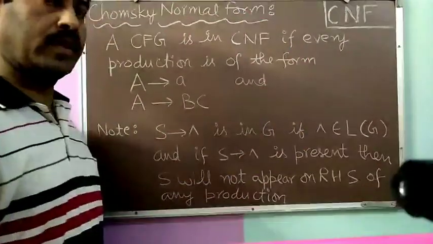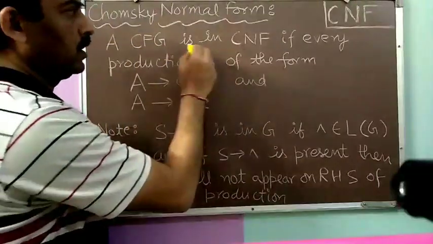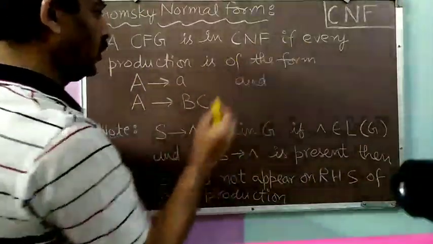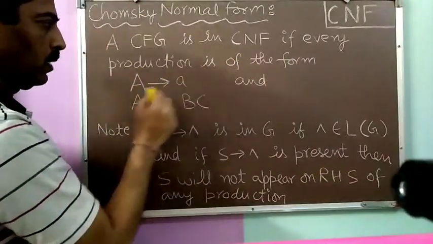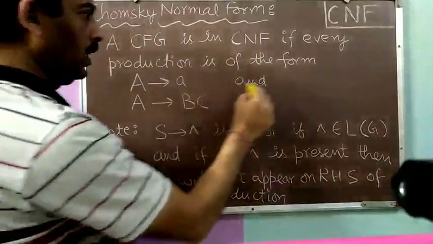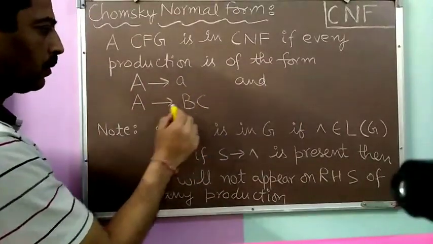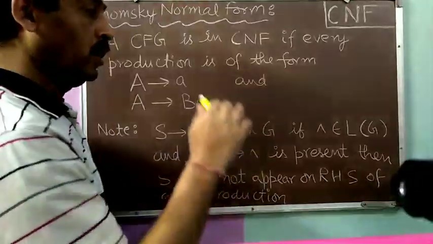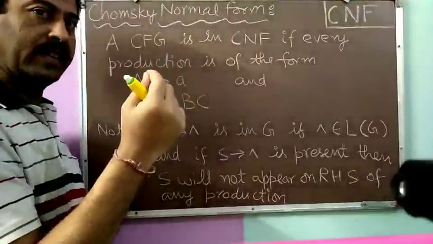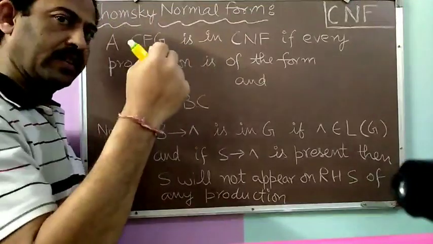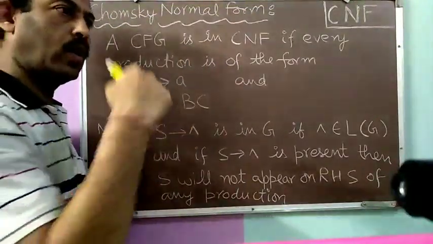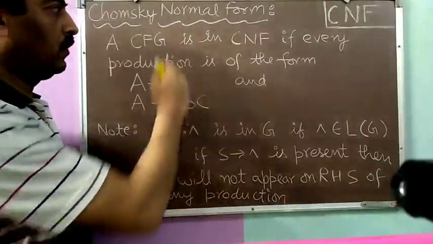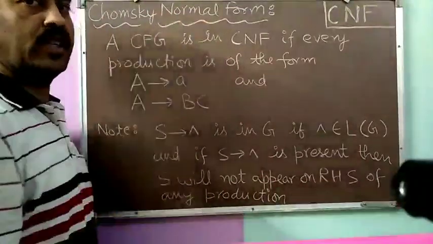Now let us come to the Chomsky normal form. A CFG is in CNF, that is in Chomsky normal form, if every production is of the form either A to small a, means a variable to a terminal, or A to BC, means a variable to a set of two variables. So only two variables may be present on the right hand side. If in every production there exists either only a single terminal or two variables, if all the productions are of these two formats only, then we call our CFG to be in Chomsky normal form.